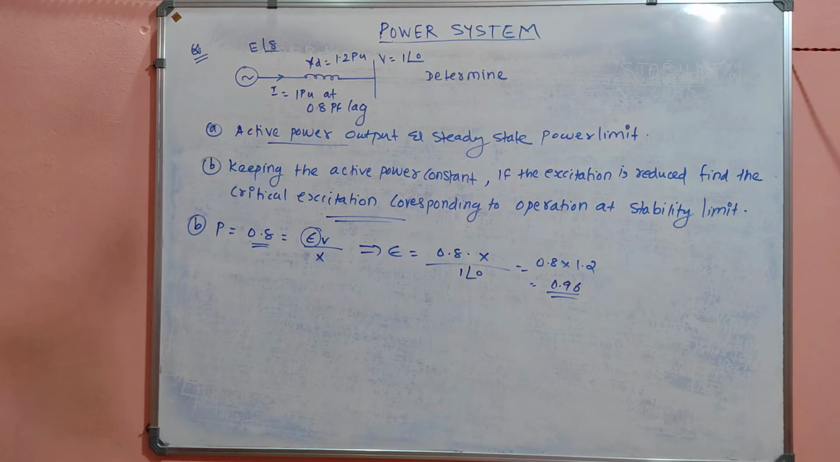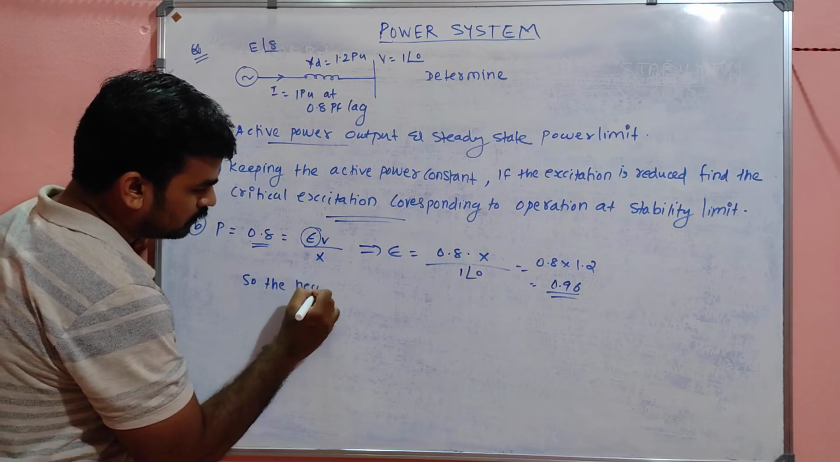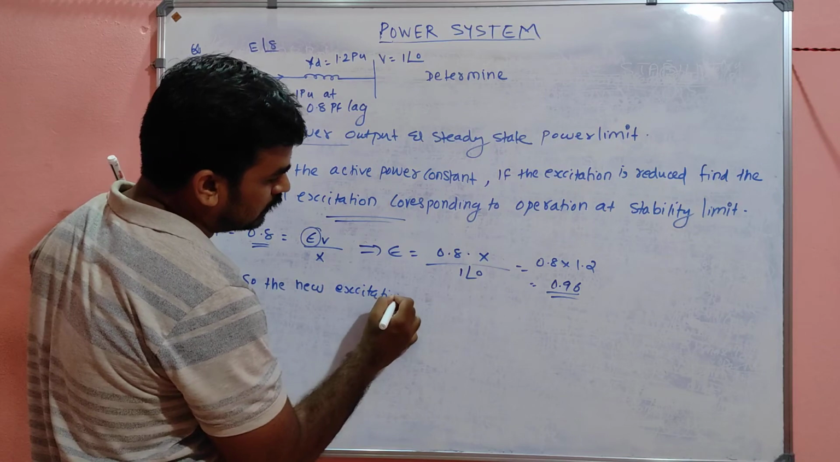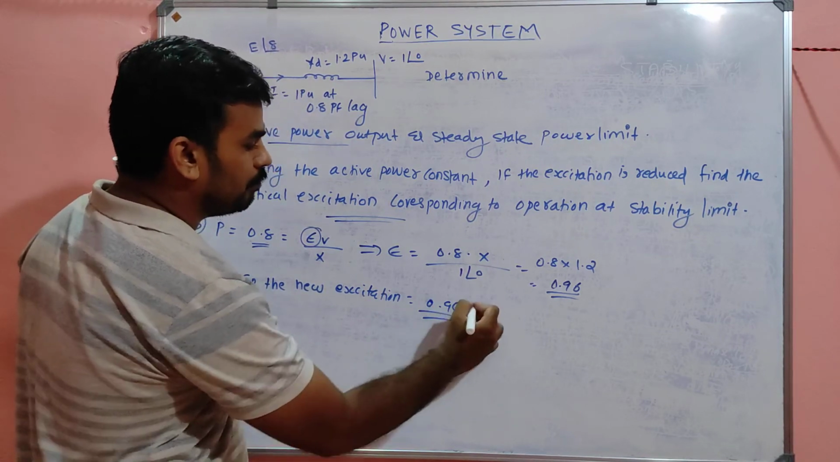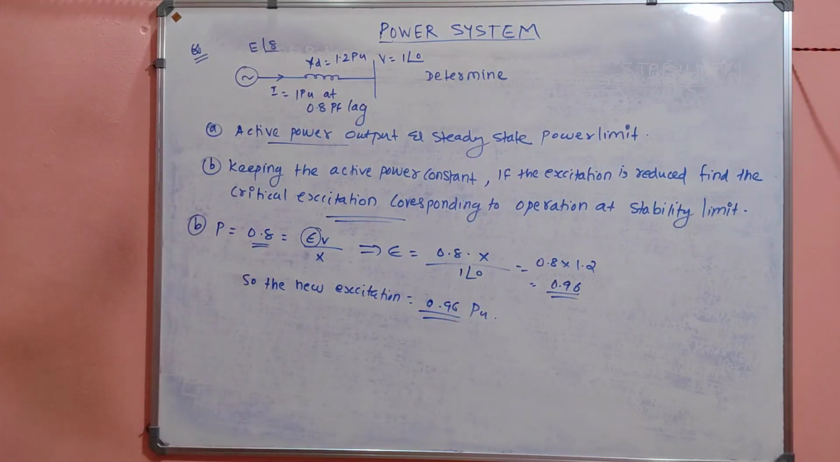So the new excitation value will be equal to 0.96 per unit. These all are in per unit quantity. Is it clear, my dears? Is this clear? Okay.